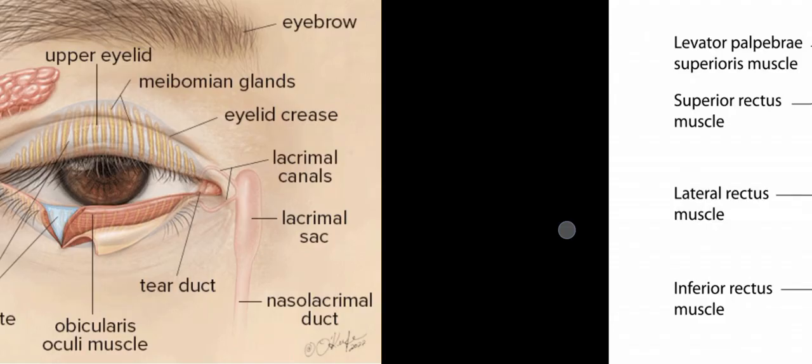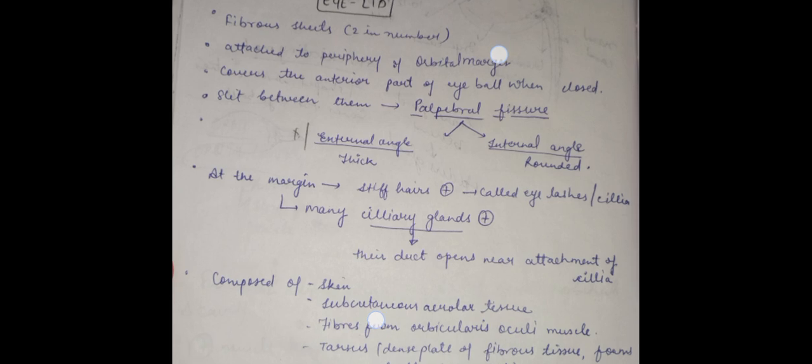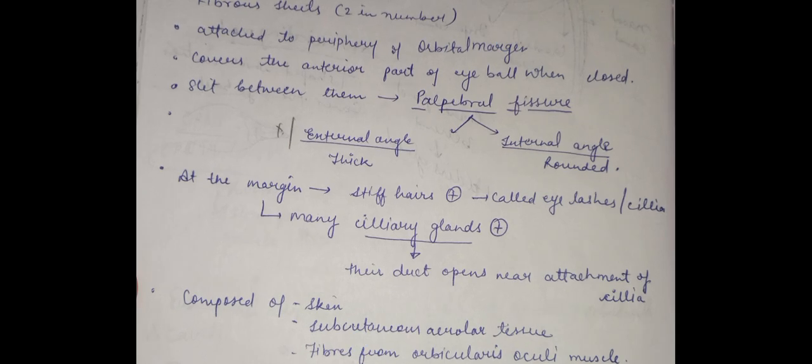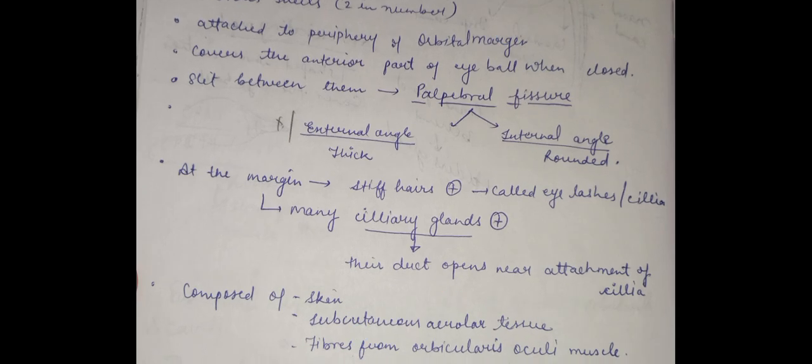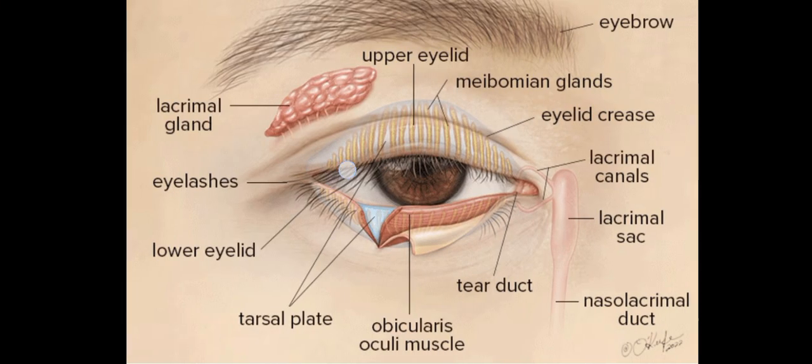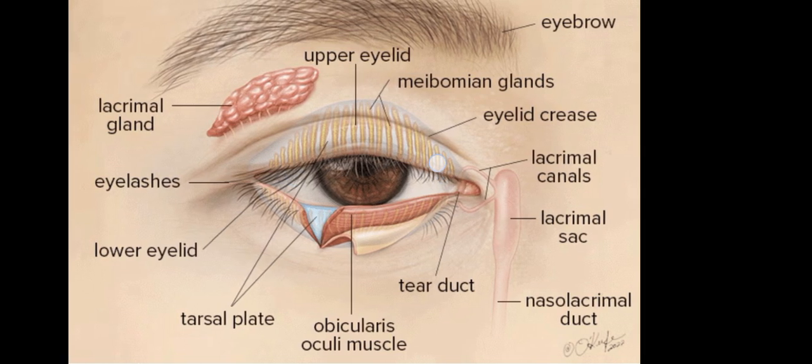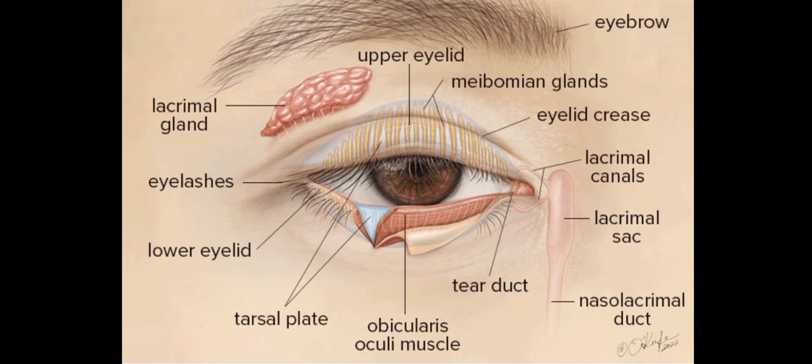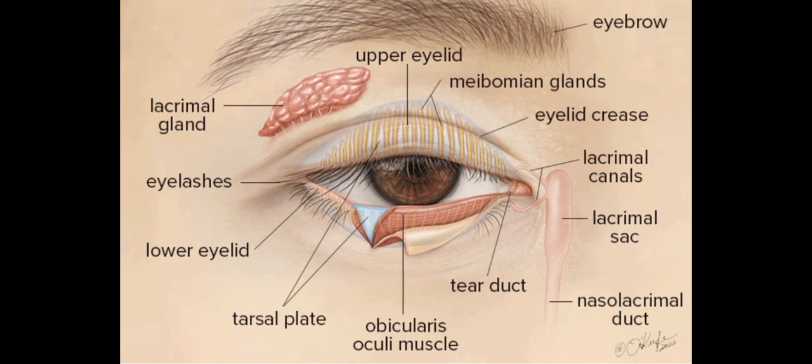Now next point is, at the margin of the eyelid there are stiff hairs present, and these hairs are called eyelashes or the cilia. And at the margin there are many ciliary glands present, and their ducts open near the attachment of the cilia. So see, this is the margin of the eyelid, and here the cilia are present, and these are known as the ciliary or eyelashes.